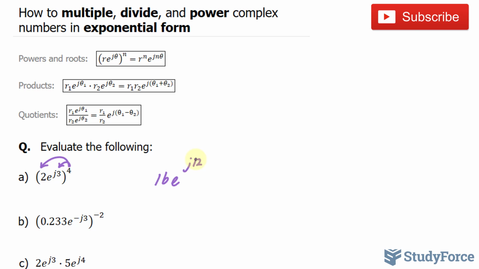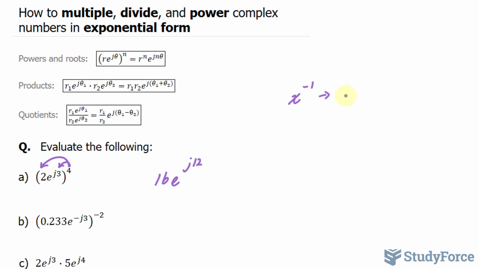In the next example, we have 0.233 times e to the power of negative j3, all to the power of negative 2. To do this example, you have to understand what this negative 2 is doing to the base. Remember that x to the power of negative 1, for example, is 1 over x to the power of 1. So in our case, we have this negative 2. This means that our base will actually become the denominator. So we have 1 over 0.233 e to the power of negative j3 to the power of positive 2.